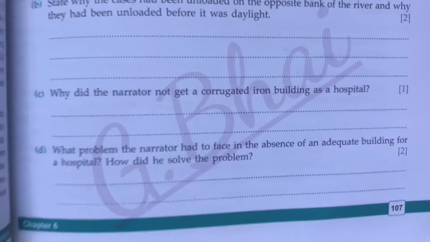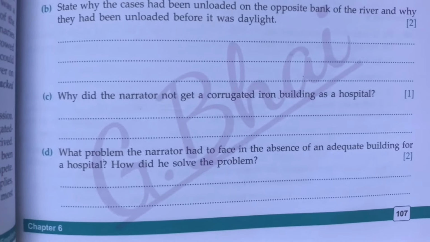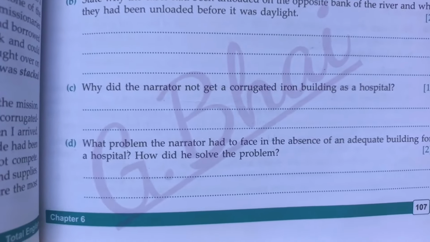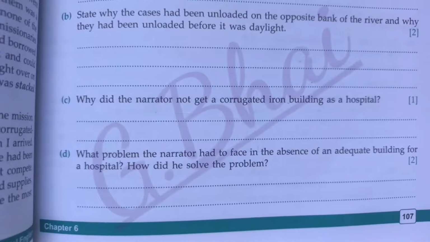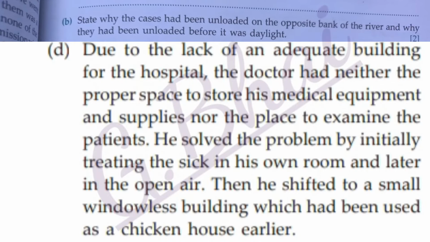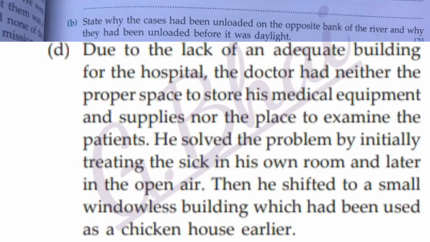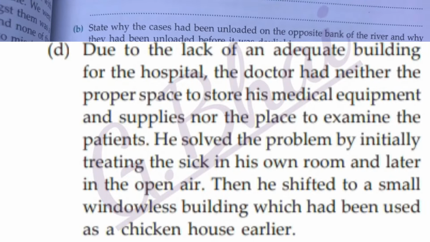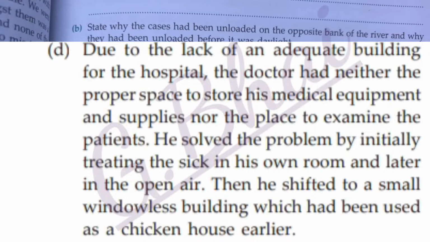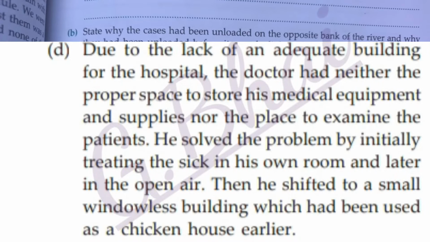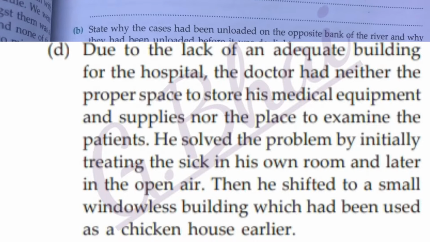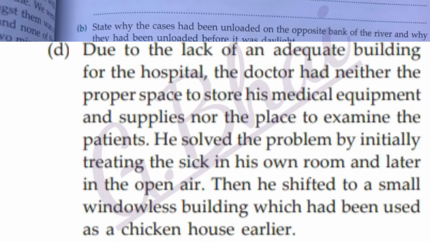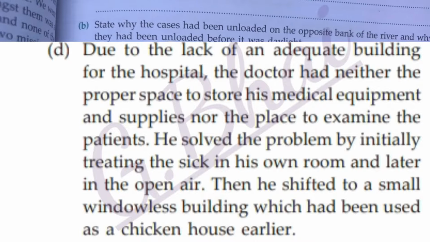Next question, number D. What problem did the narrator have to face in the absence of an adequate building for a hospital? How did he solve the problem? So the answer will be, due to the lack of an adequate building for the hospital, the doctor had neither the proper space to store his medical equipment and supplies nor the place to examine the patients. He solved the problem by initially treating the sick in his own room and later in the open air. Then he shifted to a small windowless building which had been used as a chicken house earlier.